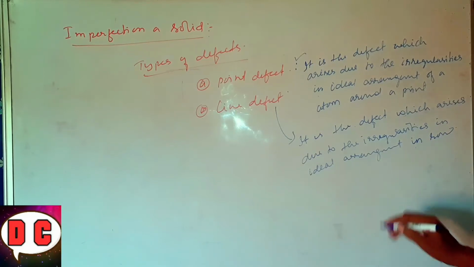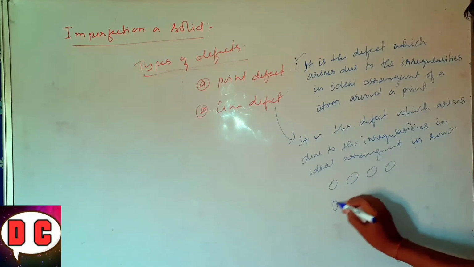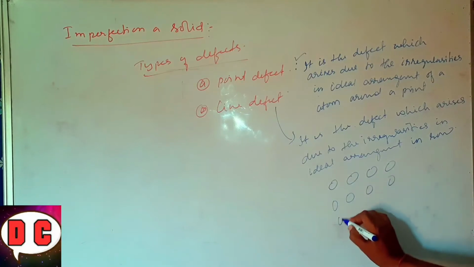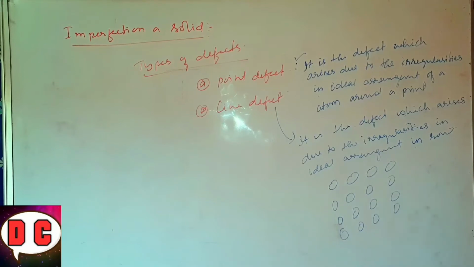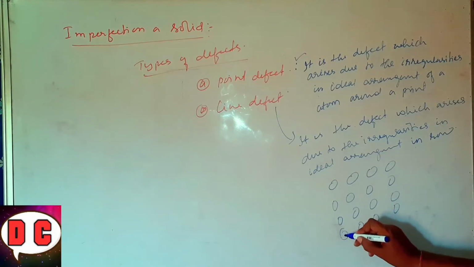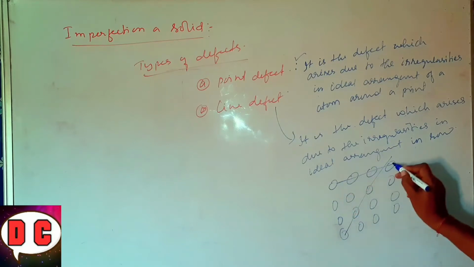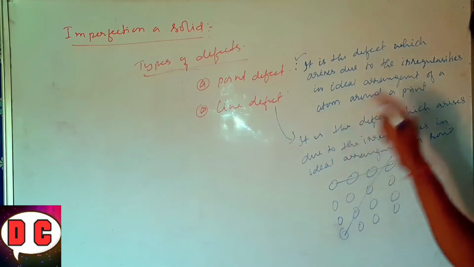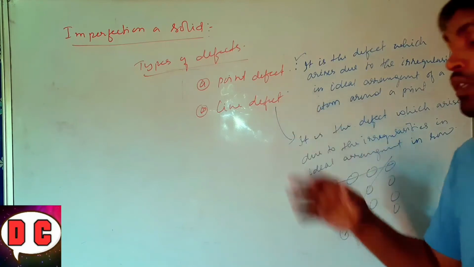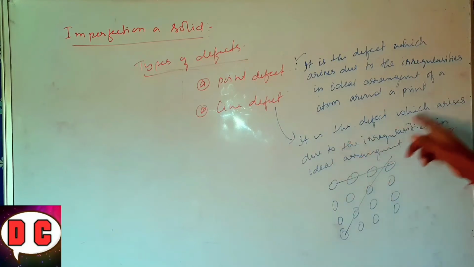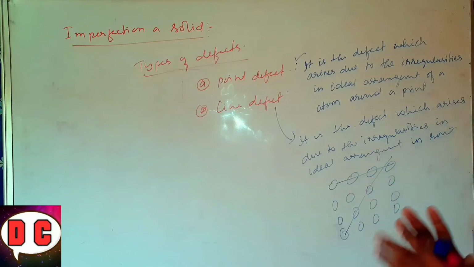That means, suppose this is a constituent particle here, and this is a constituent particle. If this defect is there, it will be like this throughout the entire line, or it will be like this, in this way. Got it? Not only one but the entire line will have the defect. So this kind of defect we call a line defect. It arises due to the irregularities in the ideal arrangement in a row.